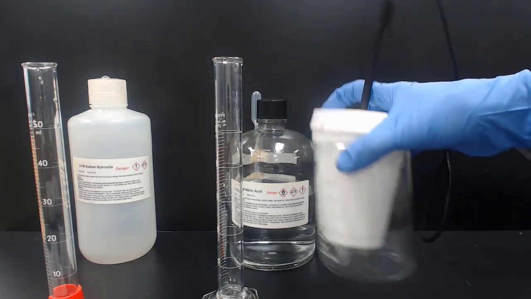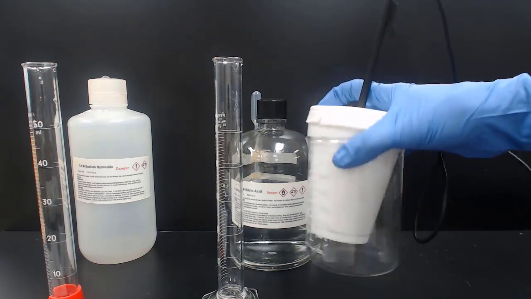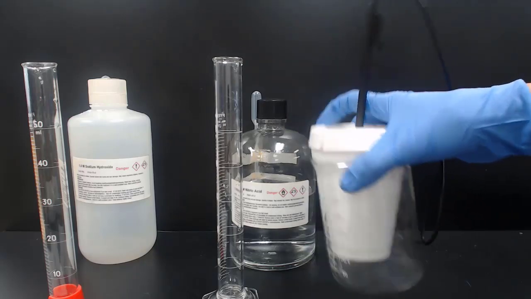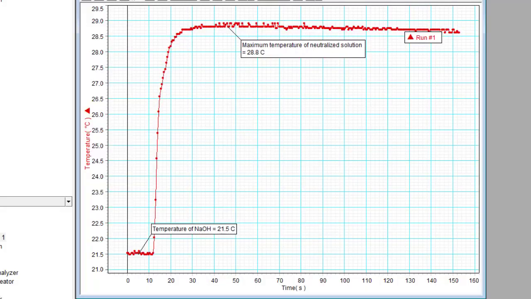So we're going to continue letting this reaction take place until we see another plateau on the curve, which will indicate that the reaction is complete. So the initial temperature on the graph will be the initial temperature of the base. And the highest plateau on the graph, the final temperature, will be the final temperature of the acid and base combined of the solution.